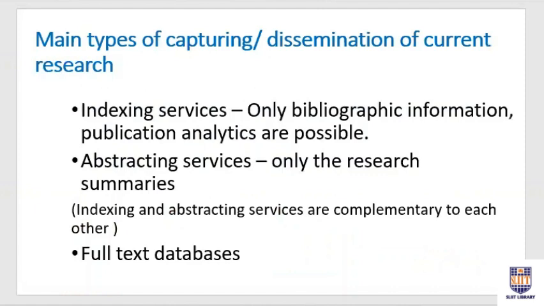There are a few types of capturing mechanisms in the world. The first important mechanism is the indexing services, as I told you. It captures only the bibliographic information, that means the information about the information source, maybe a book, maybe a periodical article, whatever. It captures the information of that particular article and the source of that article. These are called bibliographic information.